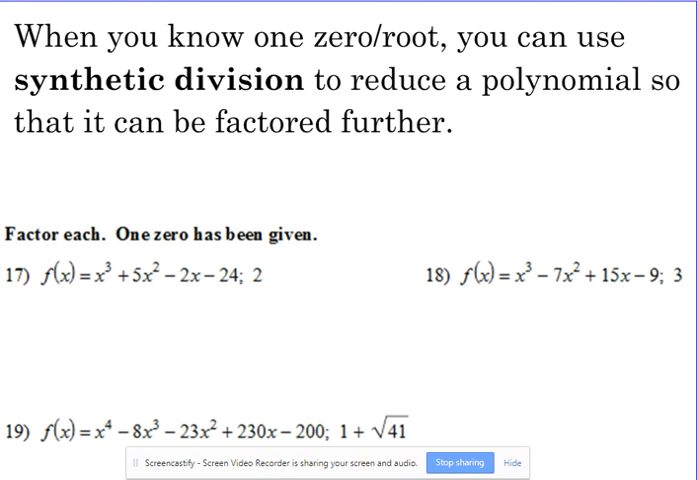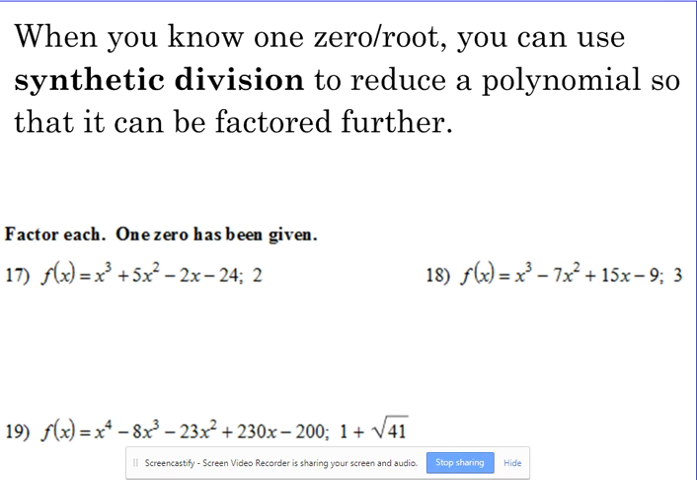Factor these polynomials, but they give us one of the zeros. So it turns out when we know one of the zeros or roots, then you can use synthetic division to reduce the polynomial so that we can factor it further. So for example, in number 17, if you were asked to factor that, looking at it, what technique for factoring do you think that we would use for number 17?